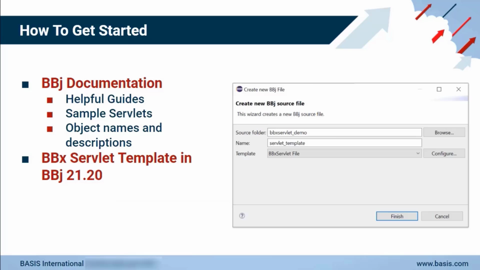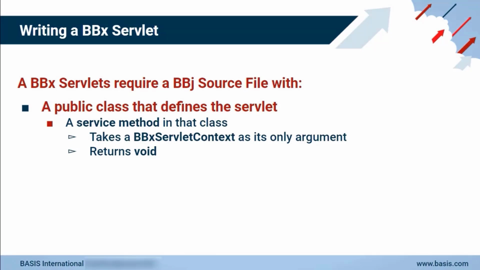So let me just quickly walk through the process of writing, deploying, and accessing a servlet. You would first start by creating a BBj file, whether that be through the Eclipse BDT, a text editor, or Vim if you're a real renegade. You would then create a BBj class containing a service method. When it comes to servlets, the service method is where all the magic happens. This is going to be the method that is called whenever a request is made to the servlet.